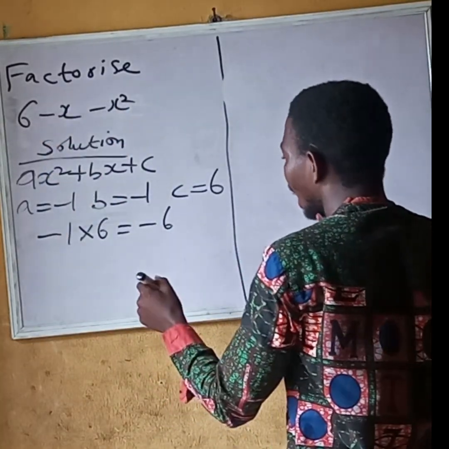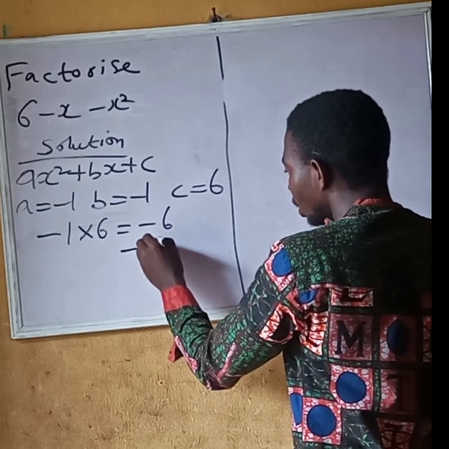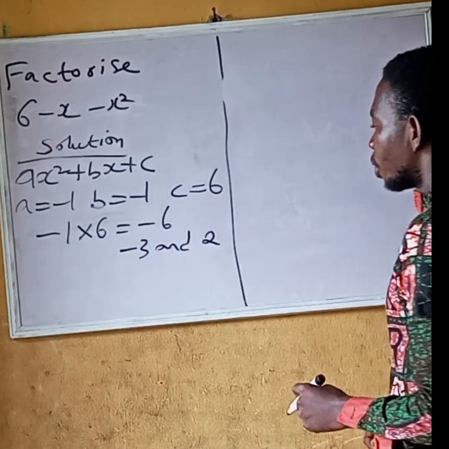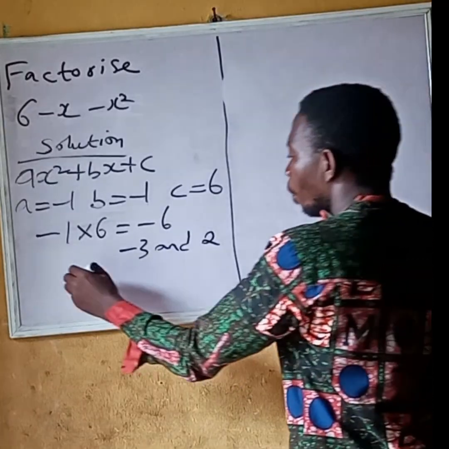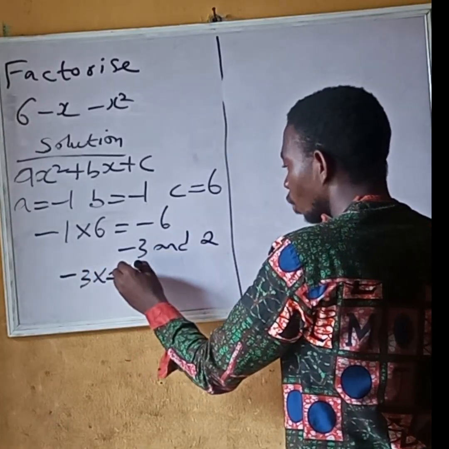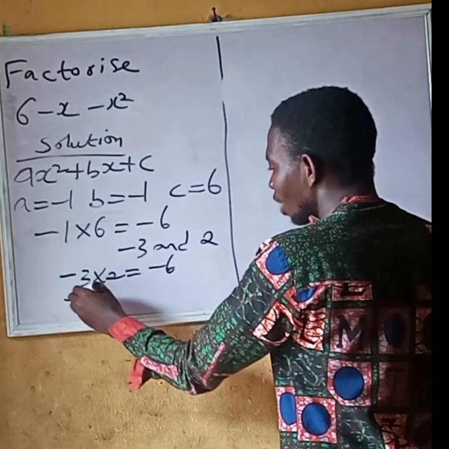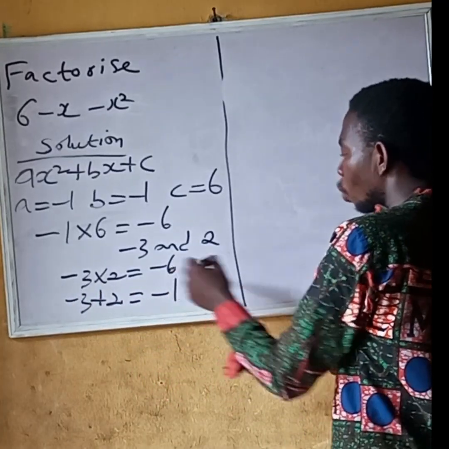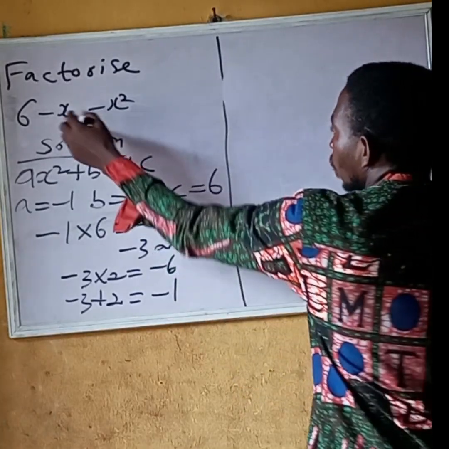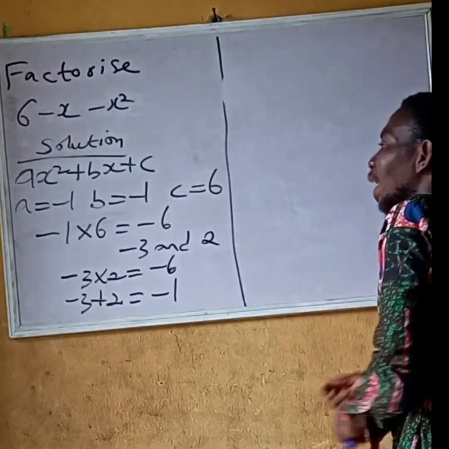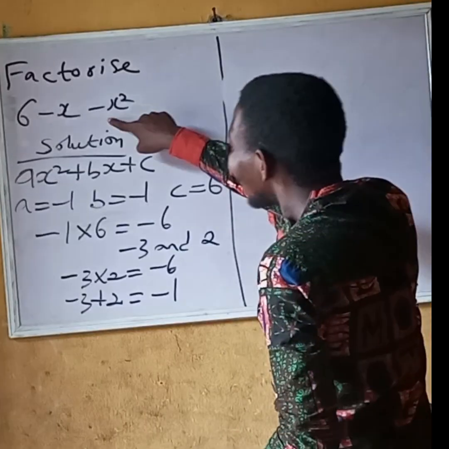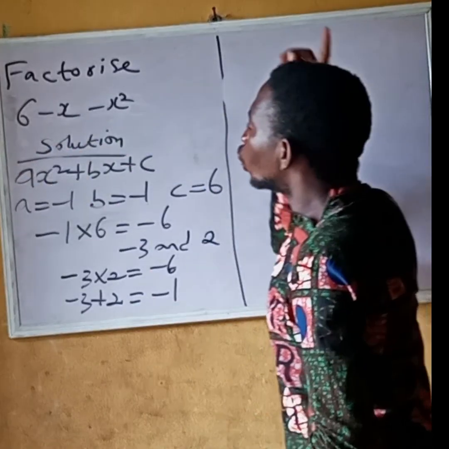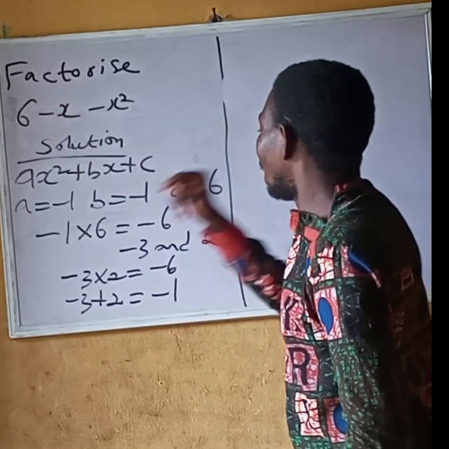So what are the two numbers? The two numbers are minus 3 and 2. Minus 3 times 2 gives us minus 6. Then minus 3 plus 2 gives us minus 1, which is the coefficient of s. So look for two numbers that multiply to give the product of the coefficient of s squared and the constant, and when you add those two numbers, it gives you the coefficient of s, which in this case is minus 1.